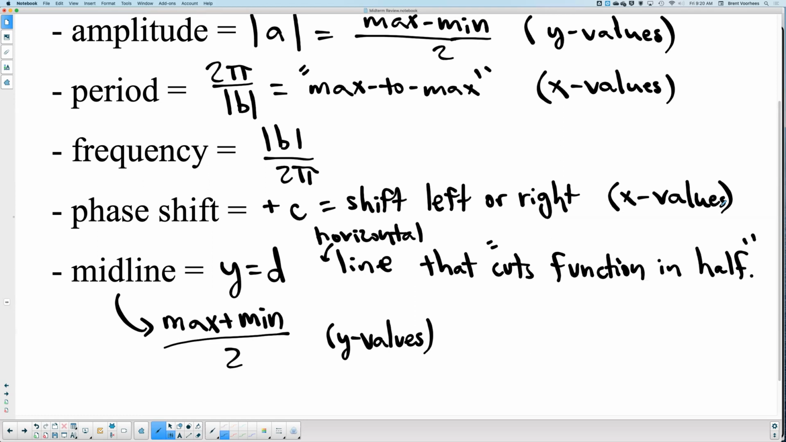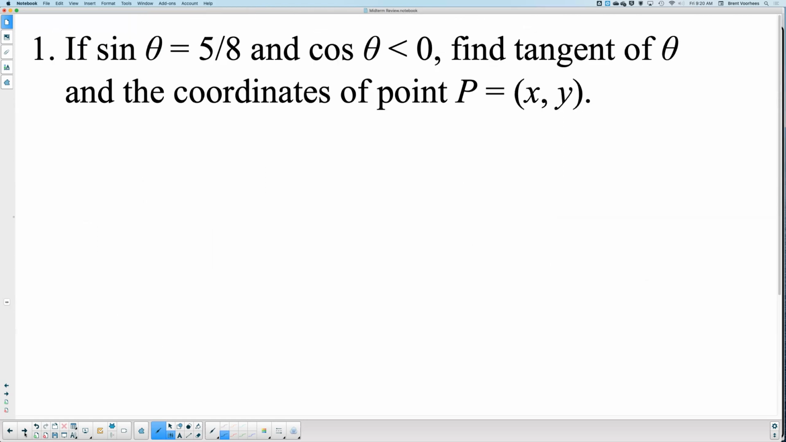All right, so I'm going to start with kind of basic and build as we go. I want you not to use a calculator until at the very end. At some point I'll put in there calculator, and I'll make it really clear at the start of the problem. Once you see calculator, then we can start. But everything so far, I want you to do without a calculator. It says if sine theta is 5/8 and cosine is less than 0, find tangent of theta and the coordinates of the point x, y.